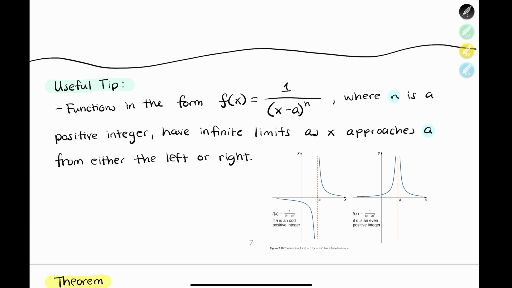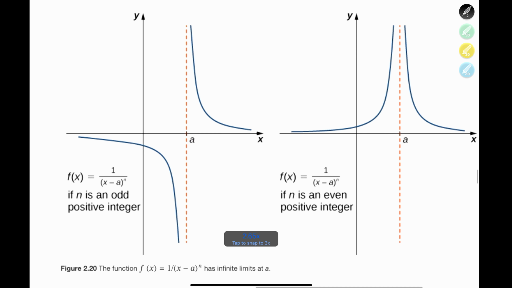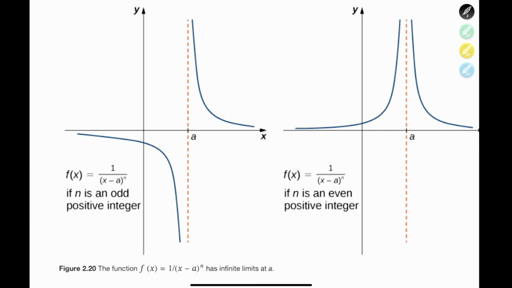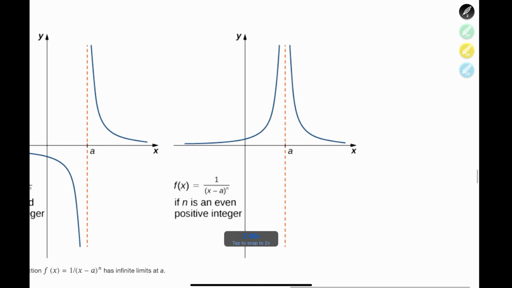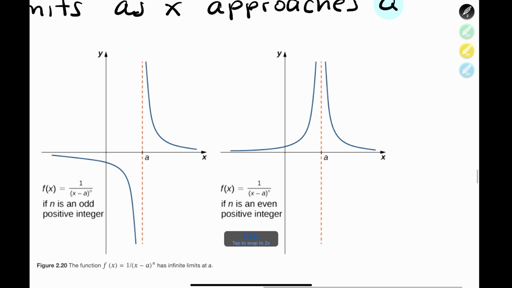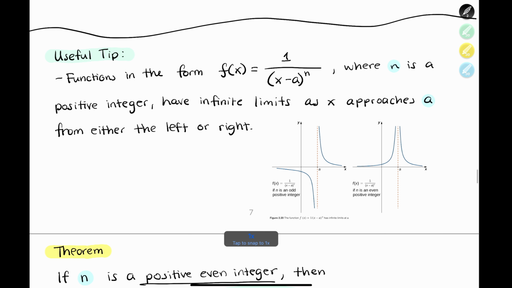So let's look at these two graphs over here. The graph on the left is an example if n is an odd positive integer, and the right-hand graph is the example if n is an even positive integer. So that is an important, useful tip.